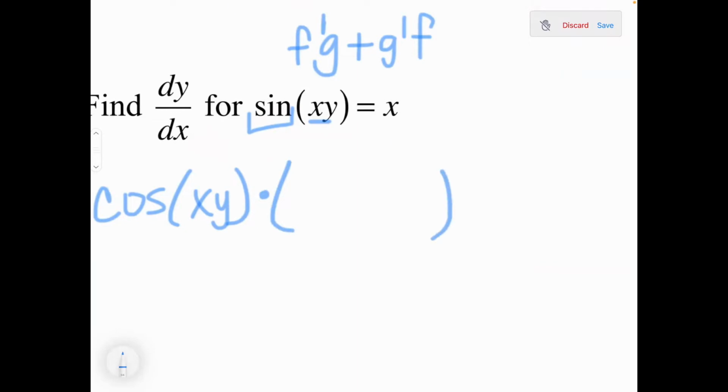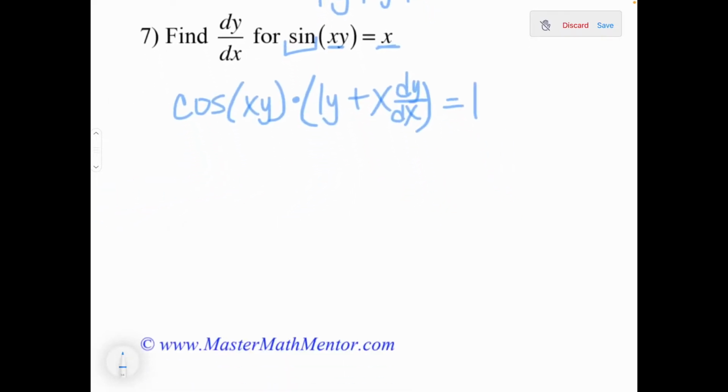All right, derivative of x is just 1 dx dx. g would be y, plus f would be x, and the derivative of y would be dy dx. And that's equal to 1. Derivative of x is just 1. Now, in this case, they don't want me plugging in a point. They want me actually finding dy dx. So we're going to have to go through and actually solve for dy dx and get that by itself.